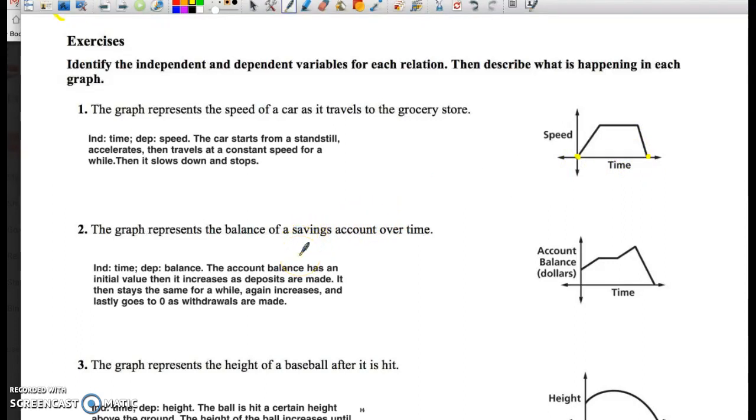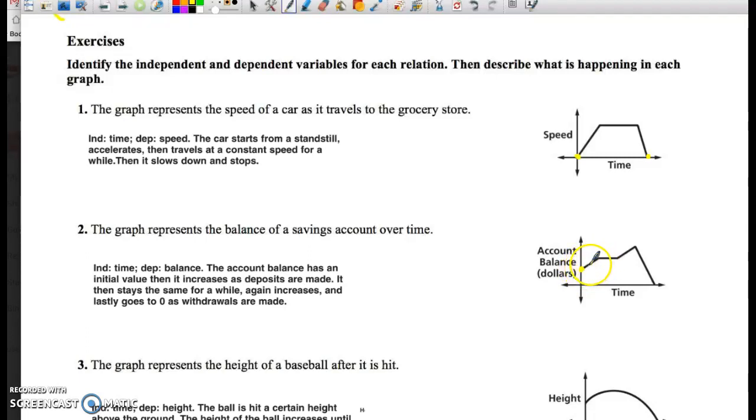Our second graph is an amount of dollars in an account over time. Once again, time is independent. What's dependent is the balance, the amount of money you have in the account. You'll notice again that the graph does not start at zero. This person already had money in their account to begin with. Perhaps they received an inheritance or were given some money to open their bank account.